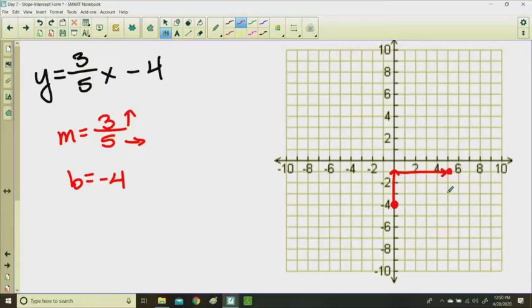I'm always going to go until I run out of room. So I'm going to go up 3 again. Right 5. You should see that I'm actually going to run out of room here. That's it. And here's the key thing.